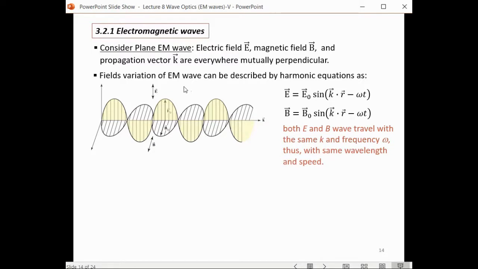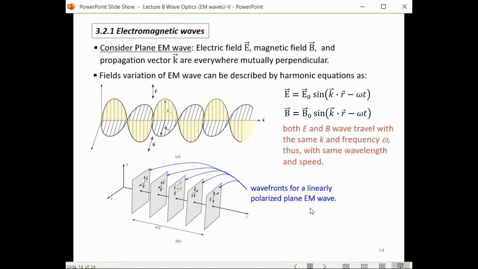The E and the B fields can be described by harmonic equations as E equals E0 sine of k dot r minus omega t, and B equals B0 sine of k dot r minus omega t. Both the E and the B wave will travel with the same angular wave number and frequency omega, and thus with the same wavelength and speed. Wave fronts for a linearly polarized EM wave are planes that are perpendicular to the direction of propagation.